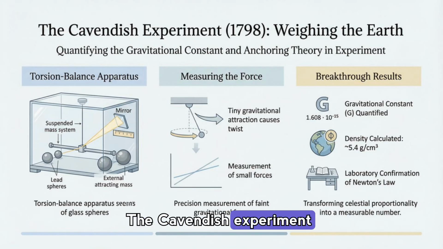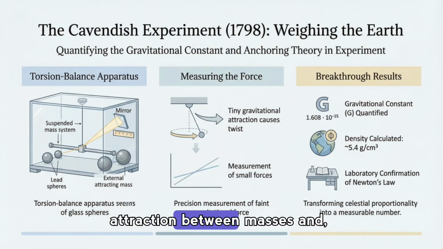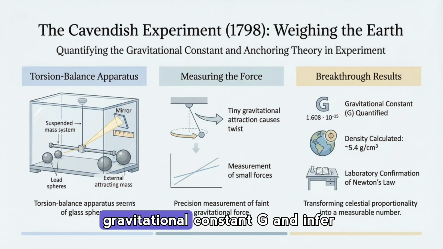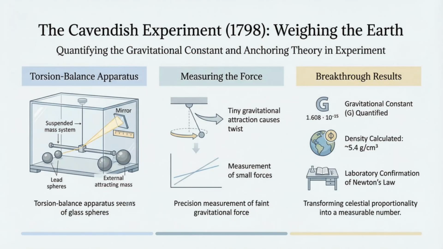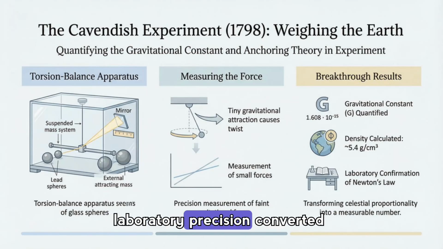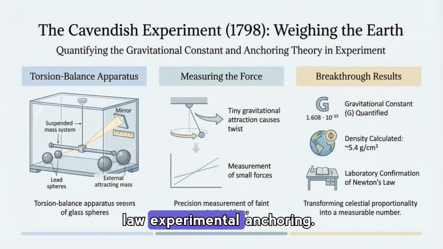The Cavendish experiment introduced the torsion balance to measure the tiny gravitational attraction between masses and, crucially, to quantify the gravitational constant G and infer Earth's density. The illustration of suspended masses and a mirrored scale highlights how painstaking laboratory precision converted celestial proportionalities into concrete numbers, giving Newton's law experimental anchoring.